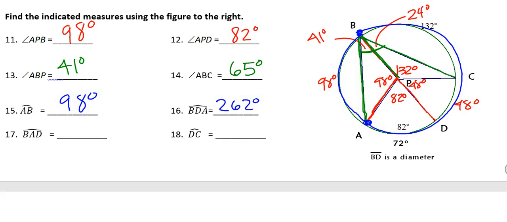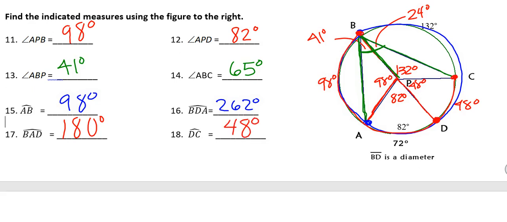Our last two, arc BAD. So let me do this in another color. B, down here to A, over here to D. And that looks to me like it's half the circle. It is. So that's 180 degrees. And our last one is arc DC. So arc DC is right here, from here to here, and that one was 48 degrees.